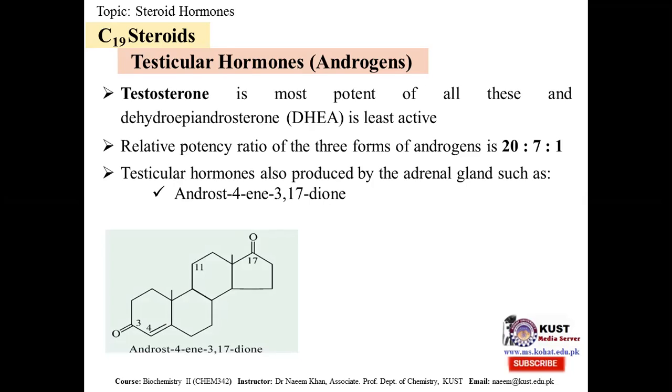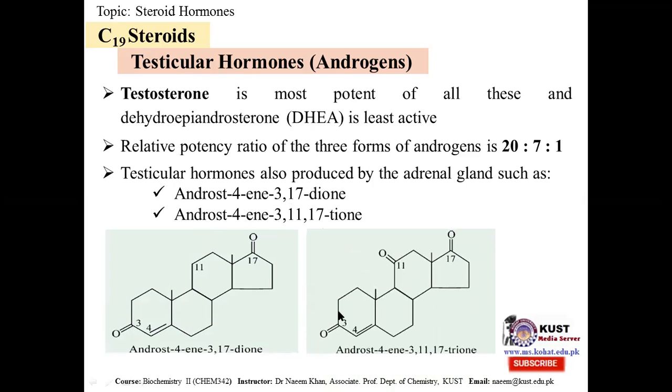Actually, one hormone that is produced by the adrenal gland is androstenedione, 3,17-dione. It is the androsterone structure, but with a double bond at position 4, and at positions 3 and 17 we have ketone groups. Another one also has a double bond at position 4, and at positions 3, 11 and 17 we have ketone groups. The structure can also be traced in the textbook of Fundamental Biochemistry written by G.L. Jain.